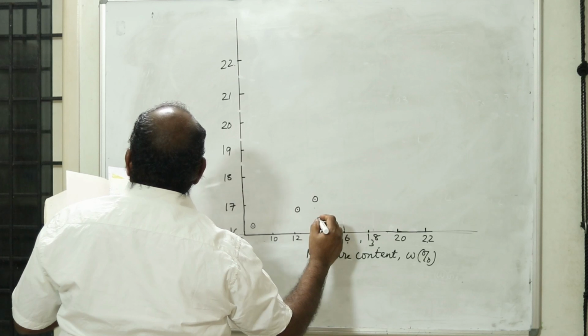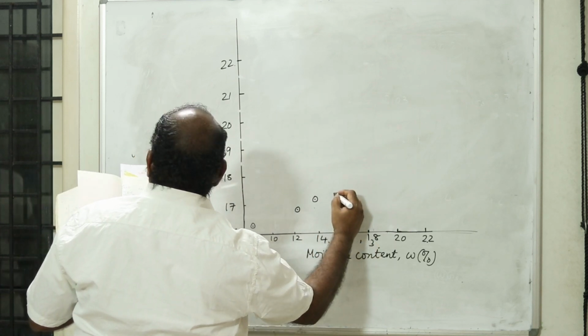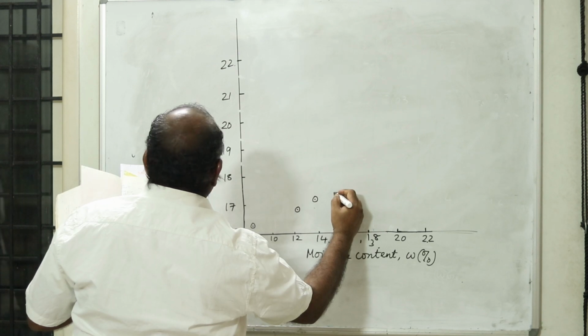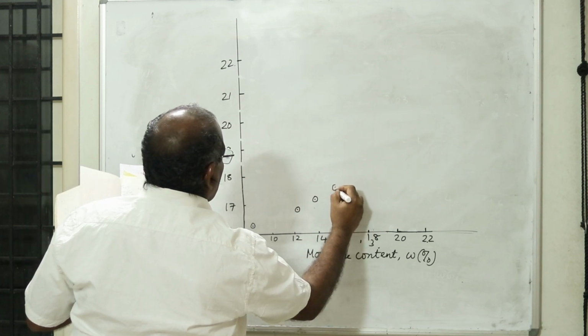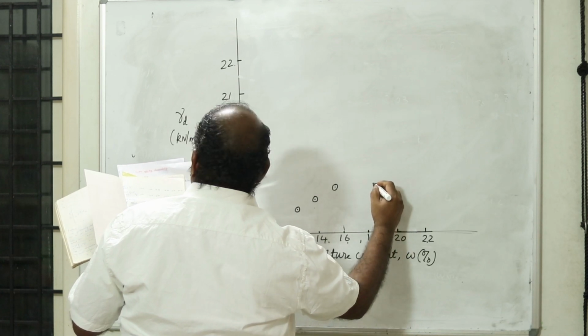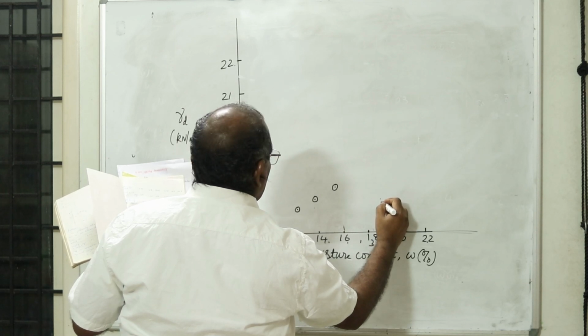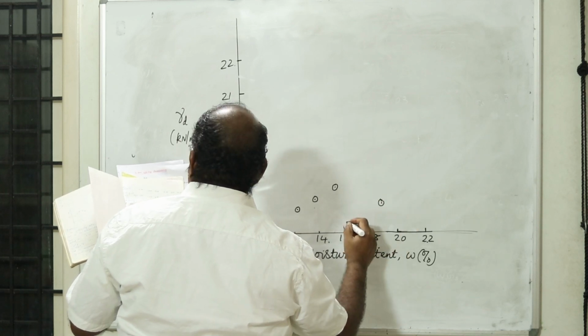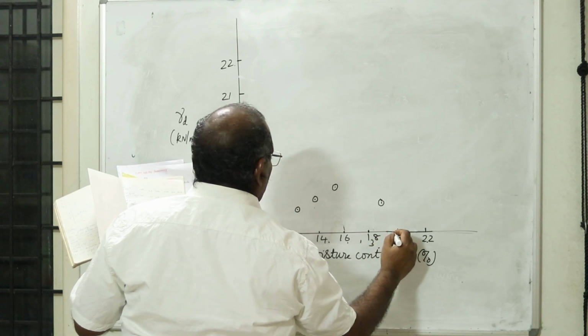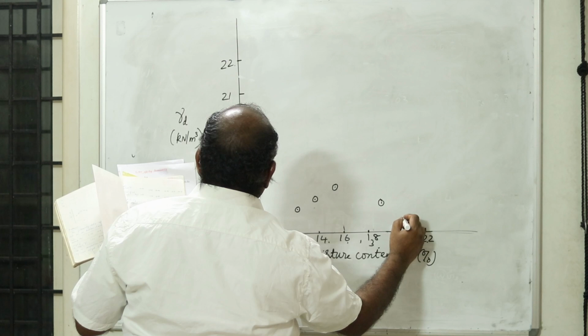Then 15.5, you got 17.41. Then corresponding to 18.2, you got 16.87, about 17. Then corresponding to the last one, 20.2, you get 16.19, about 16.2.